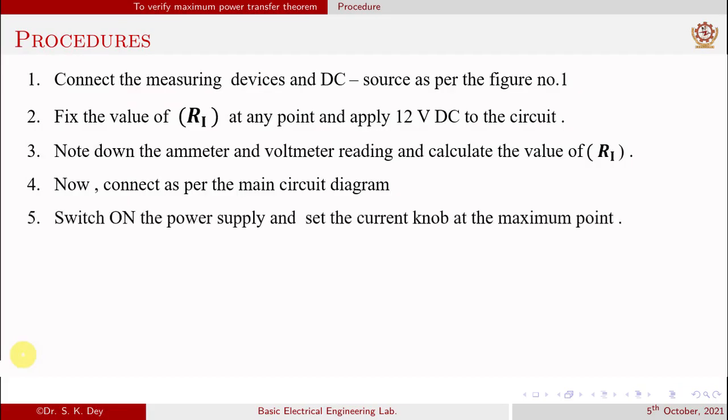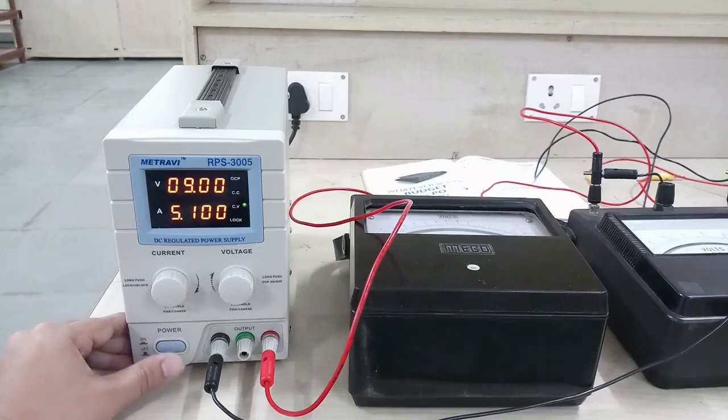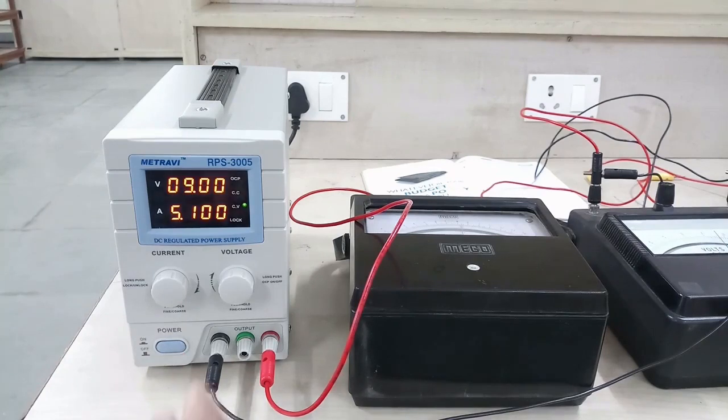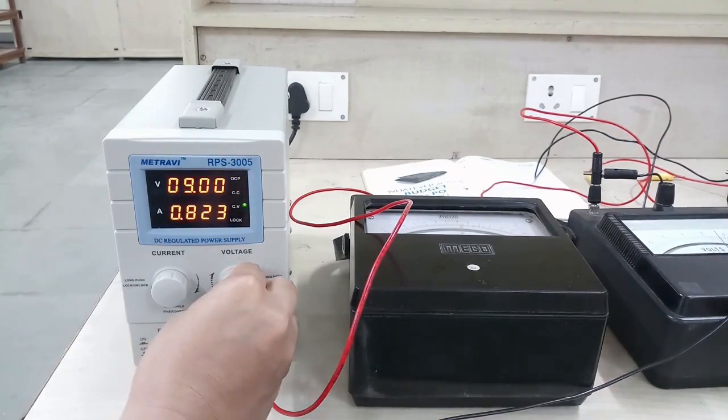Now the next point is to switch on the power supply, set the current knob of the DC source at the maximum point, and apply 12 volt DC to the network. And we will apply almost 12 volt.